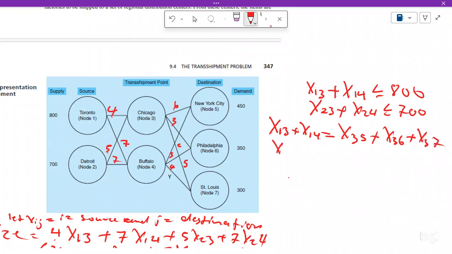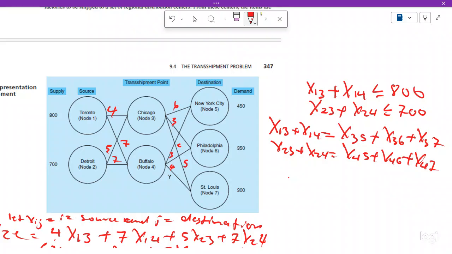Then you do it for x12. x23 plus x24 equals x45 plus x46 plus x47. And now we're going to do what we did on the other one, whereby we are looking at the demand. We need to meet the demand now. We are trying to satisfy their demand.